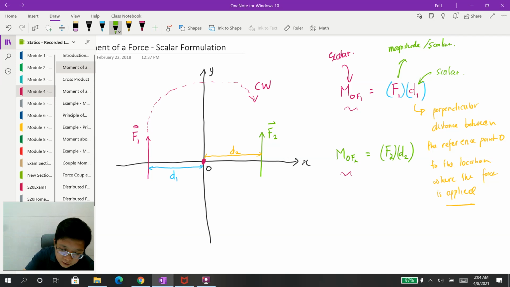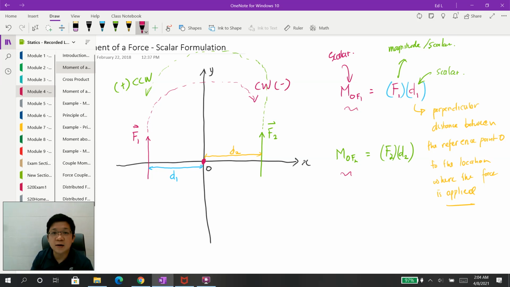On the other side, if we continue the force F2 and try to wrap around point O, we are going to have a counterclockwise rotation. For counterclockwise rotations, we will say we have a positive sign, and for clockwise, we have a negative sign. So clockwise negative, counterclockwise positive.